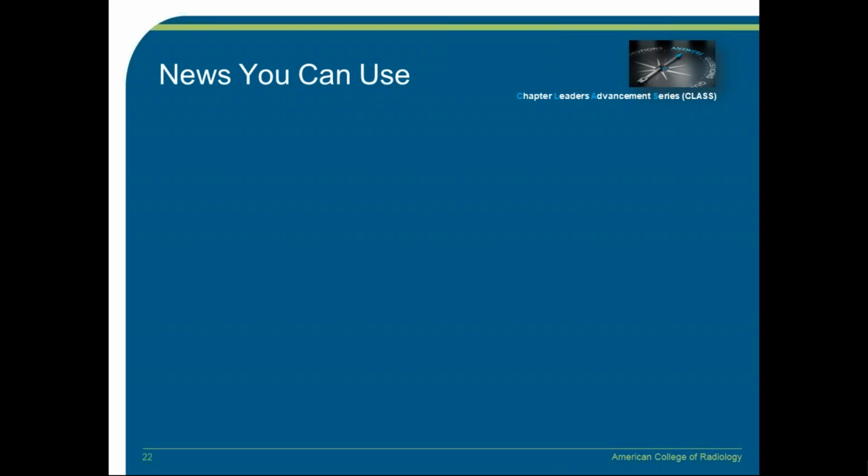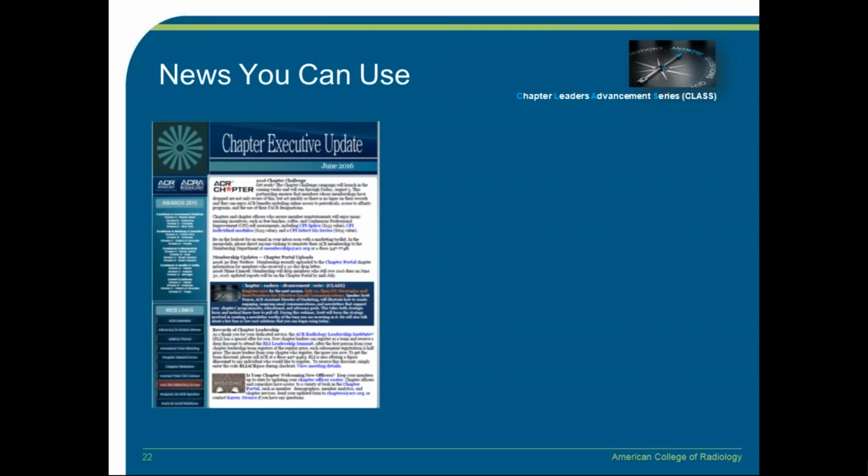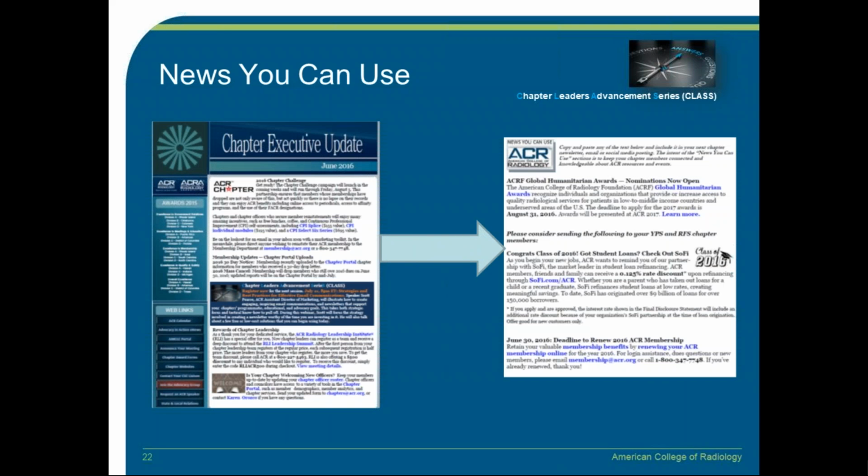And something that Tanya produces is your chapter executive update that goes out every month, and this is what this lovely publication looks like as we send it to you. There's a little section in there called News You Can Use. In that, we recommend these are great things that you can simply copy and paste into your newsletter templates when you send them out. These are great pieces of information that any of our members could use, and we would want them to read about.